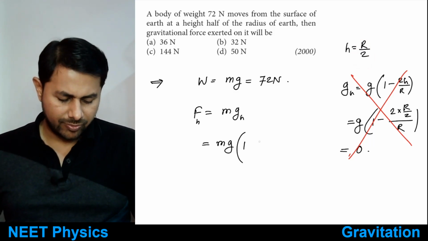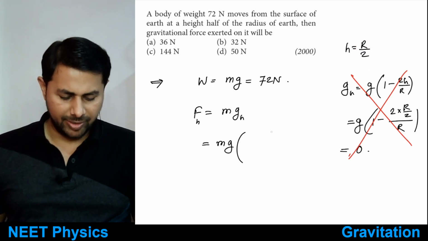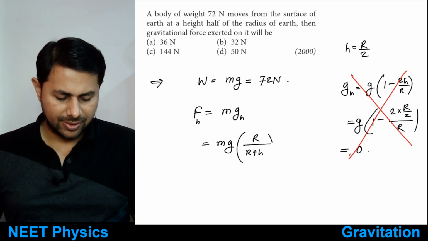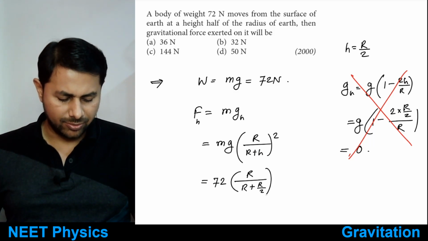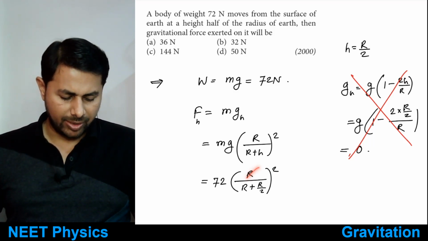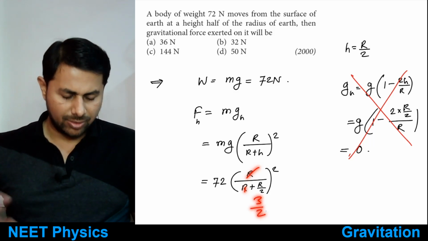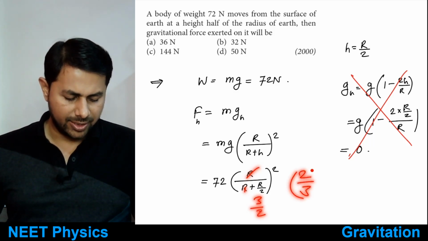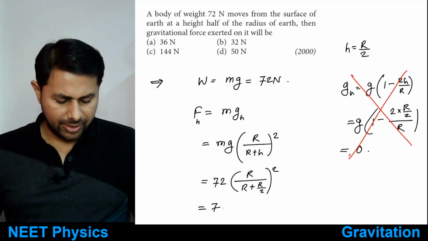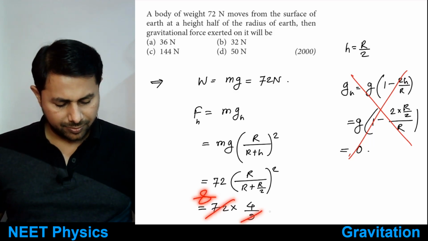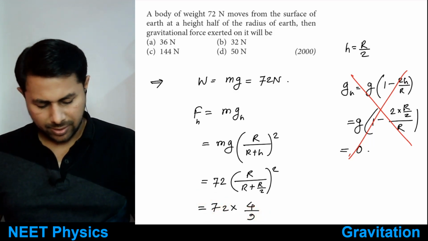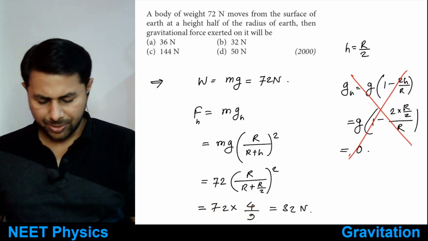So we'll not use 1 minus 2h upon R. Option B, let's check, R divided by (R plus h) square. So you have mg is equal to 72 newtons, and what is R divided by R plus h? R plus R by 2, and you have the square of that. R will get cancelled out everywhere. This is 1 plus half, means 3 by 2. So 3 by 2 in the denominator means you have 2 by 3, and the square of that. 72 times 4 by 9, 2 by 3 square. 32. Yeah, it's correct. Option B.